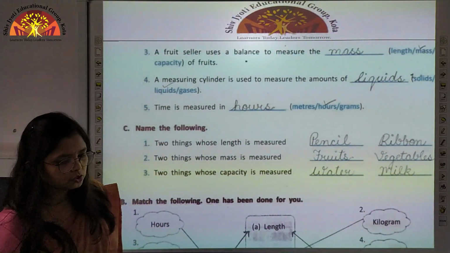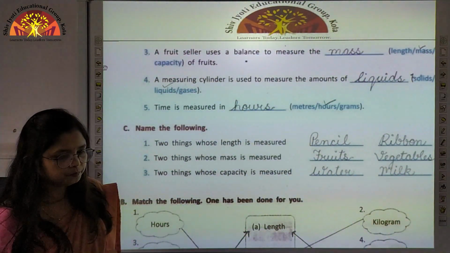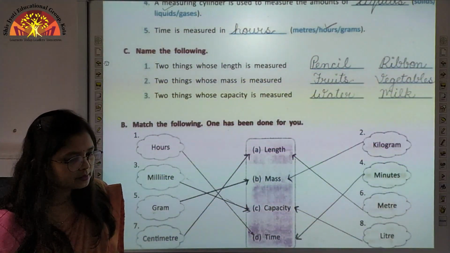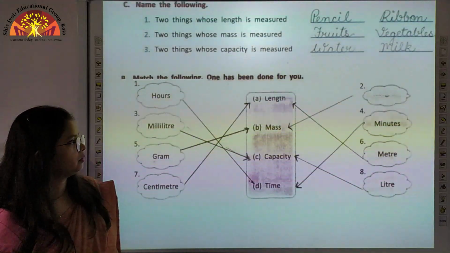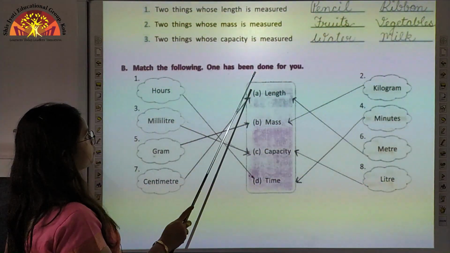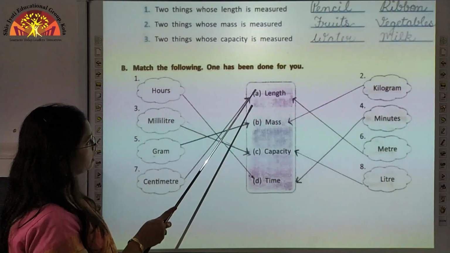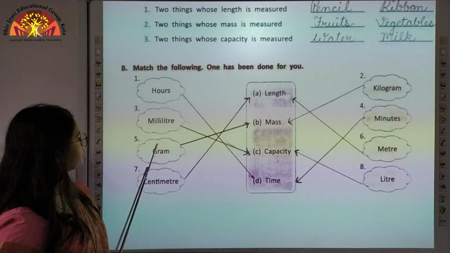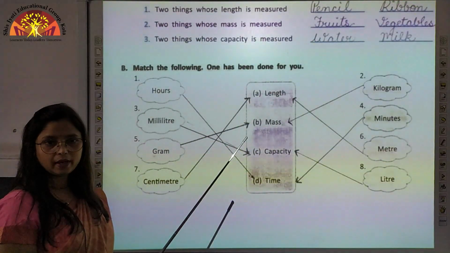It is on page number 95. This is exercise from Let's Do, exercise number B. So children, here match the following, one has been done for you. Now you can see some measuring quantities are given over here and some units are given on both the sides. So let us match them.